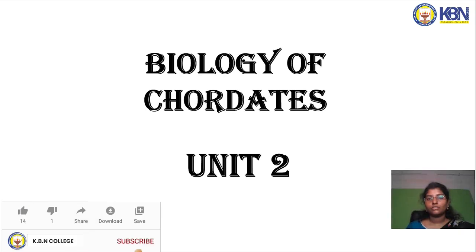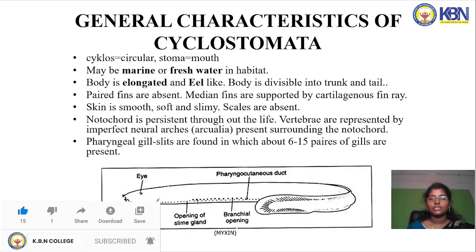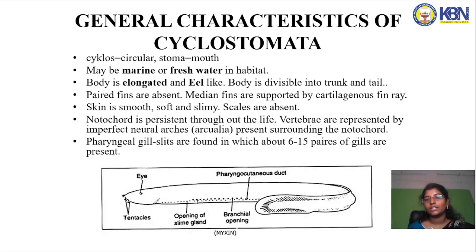Good morning, students. Today we are going to learn about unit 2 of biology of chordates. First, let us learn the first topic, the general characters of Cyclostomata. Cyclo means circular and stoma means mouth. The organisms present in this phylum have a circular mouth.